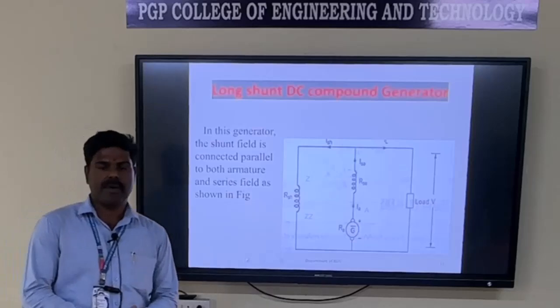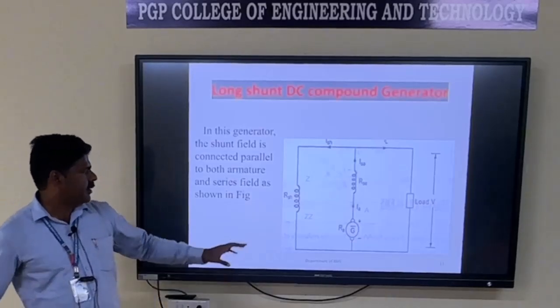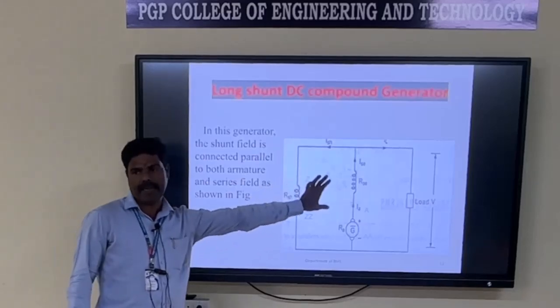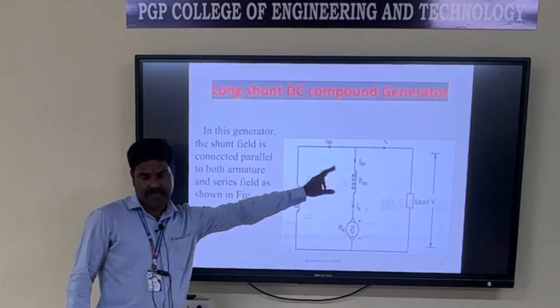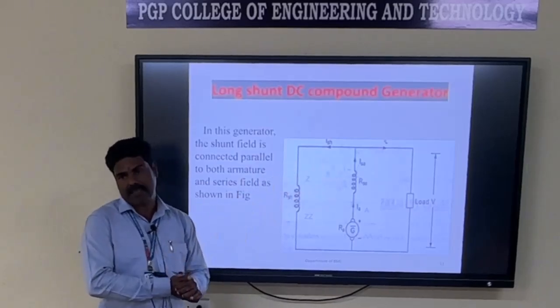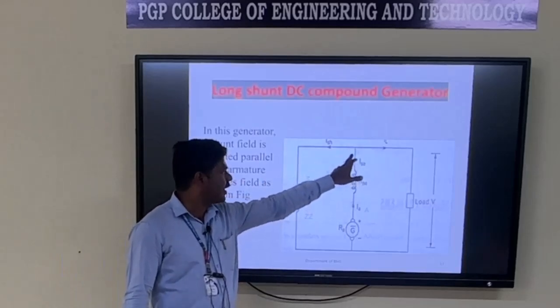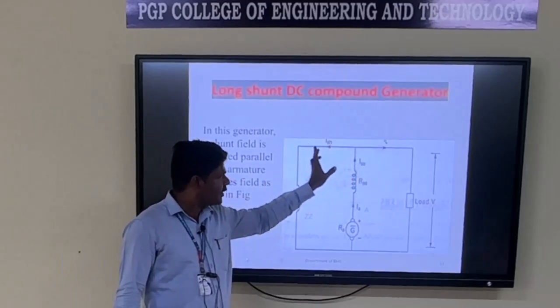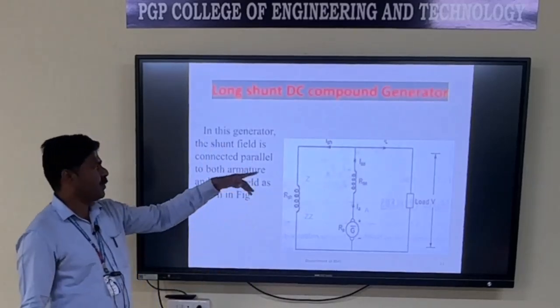This is the circuit diagram for long shunt compound generator. Here this shunt field winding is connected parallel with both armature winding and series field winding. This type of generator is known as long shunt compound generator. Here also the circuit is divided, therefore this armature current Ia is divided into two parts, that is ISH and IL. Here Ia is equal to ISH plus IL.